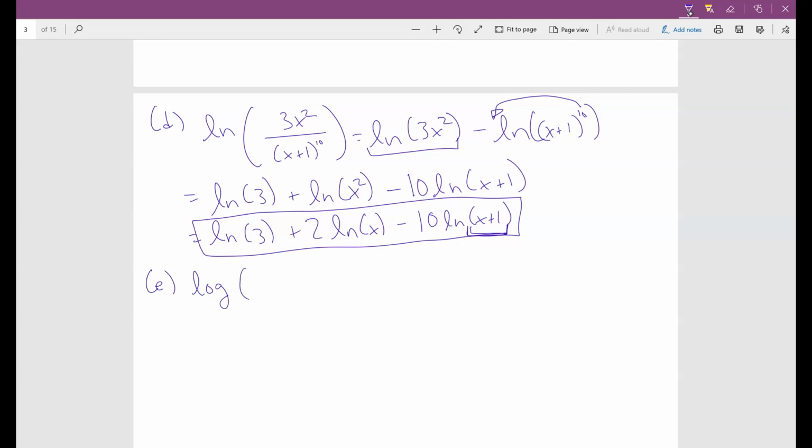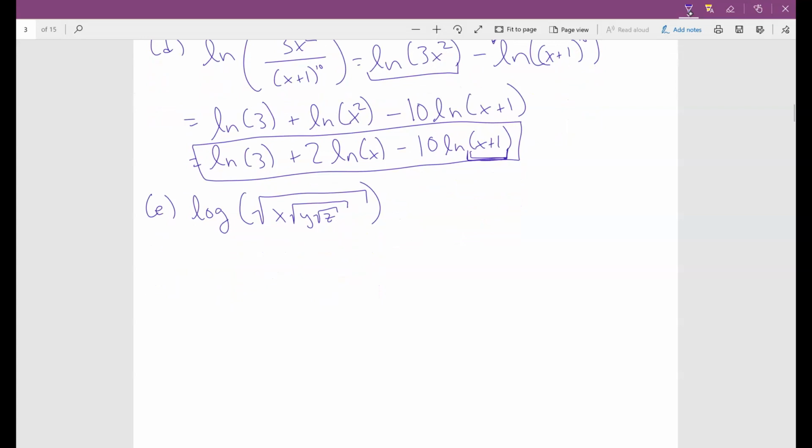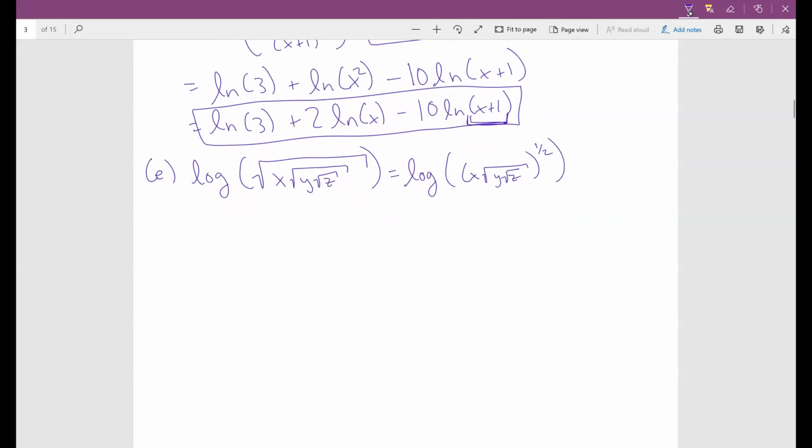So let's say log of the square root of x times the square root of y times the square root of z. So I think the easiest way to do it is to get rid of the square root by making it to the power of 1/2. Remember, square root is the power of 1/2. Okay, so this is going to be the first guy, x square root of y square root of z, to the power of 1/2.